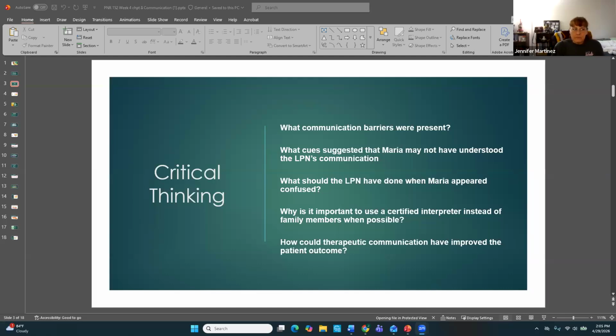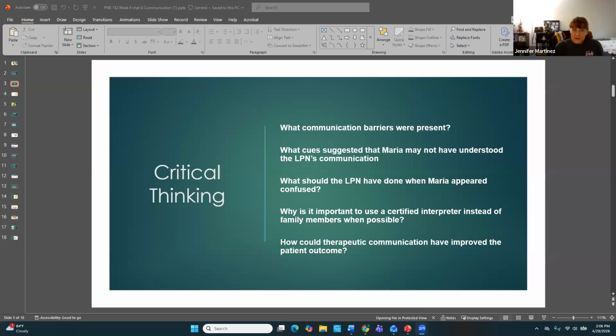And then how could therapeutic communication have improved the patient outcome? So we talked about, for one, the use of an interpreter, right? And when we look at communication, it's not always just what the patient is saying, right? It is the nonverbal communication that we have to pay attention to as well, right? She looked confused. People that don't understand, right?